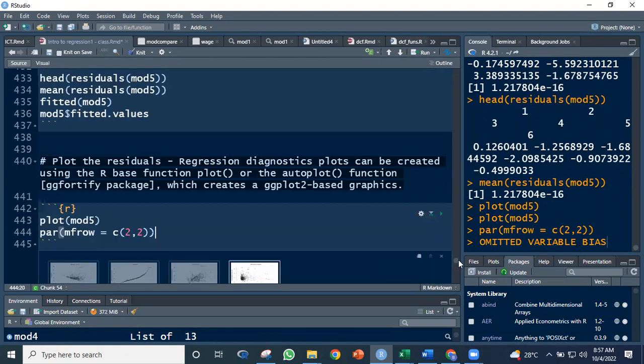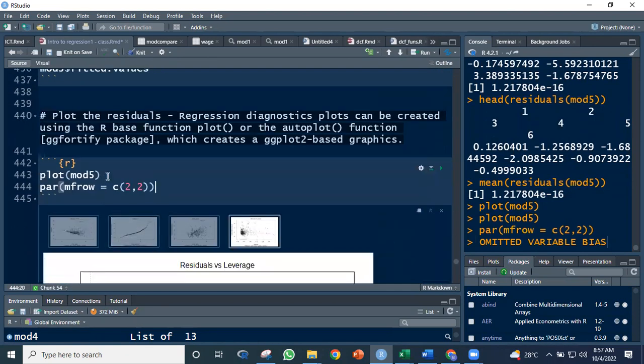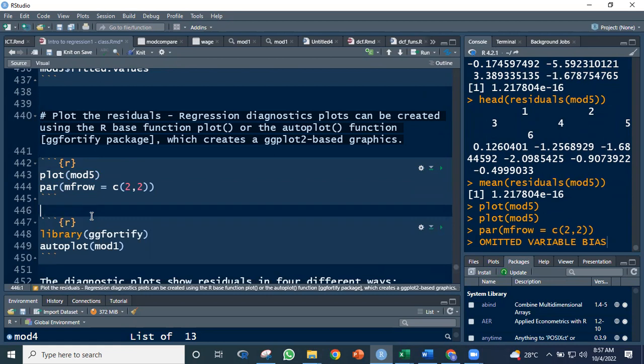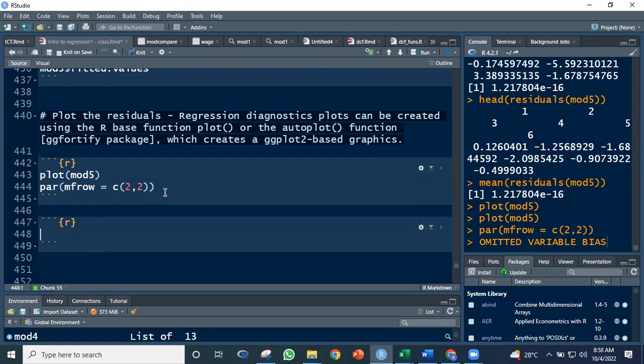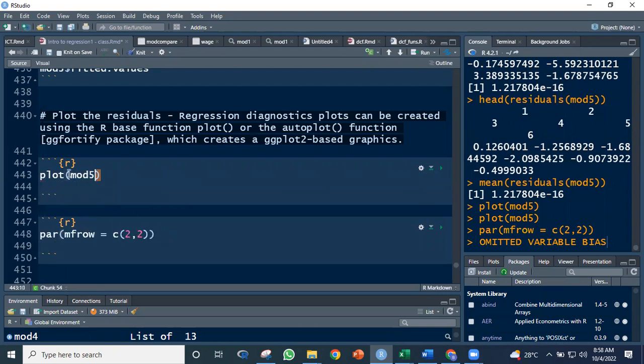Oops, ayaw na. Okay. Sandali ah. Order kasi. Oh, mali ako. Dapat mo una si par. Control X. Uy, sorry. Sige, tama. Control D. Tapos ito.